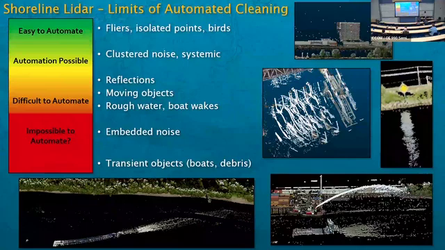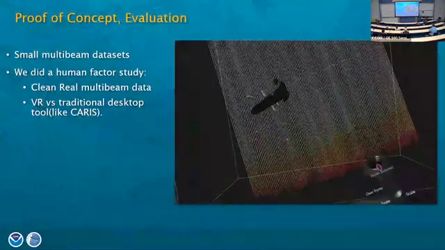But then you will have embedded noise. Embedded noise is when you have a real 3D object, but inside that object, you will have some kind of noise. It's very hard to differentiate by algorithms. Also, you will have transient objects like ships, boats, and all that stuff. You need a person that will try to understand whether you need to delete it or not. And without a person, I don't know, maybe in some future there will be AI that could do that, but we don't see it. And it's very hard for us to do that. So you need a person.